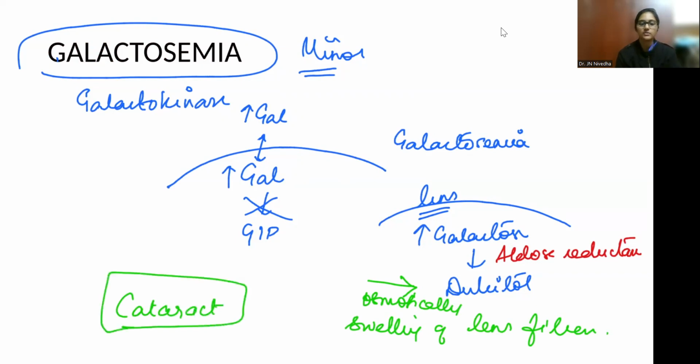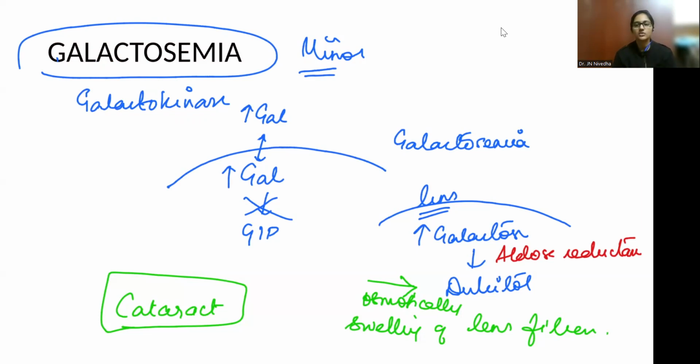Okay, so now do you understand how you develop cataract in a galactosemic patient? Excess galactose in the lens fibers gets converted to dulcitol. The dulcitol is osmotically active, so it attracts water inside the lens fibers. The lens fibers swell, leading on to cataract.